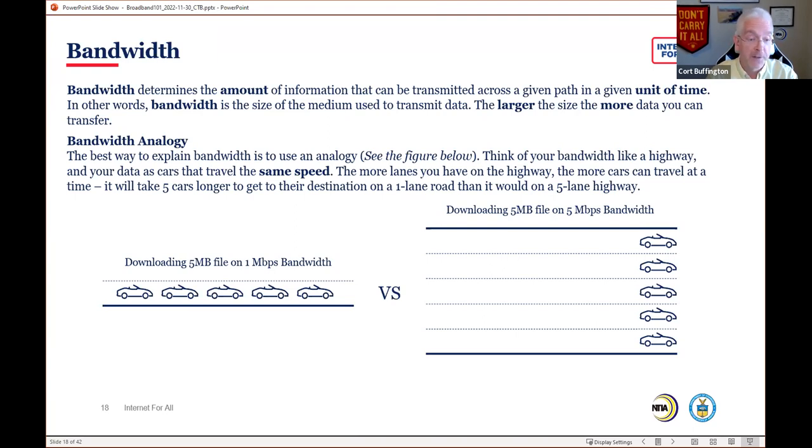Early on, we chased raising the speed limit. There was a lot of speed limit raising going on, but in more recent decades, there's been more focus on how we create parallel paths to send more data at the same time, which is like having more lanes on the road. A real simple analogy here: if a one lane road is like a 1 megabit per second connection, and a 5 lane road is like a 5 megabit per second connection, it will take 1/5 the amount of time to move a 5 megabit file down the 5 lane road as it will to move down the 1 lane road. So this is bandwidth.